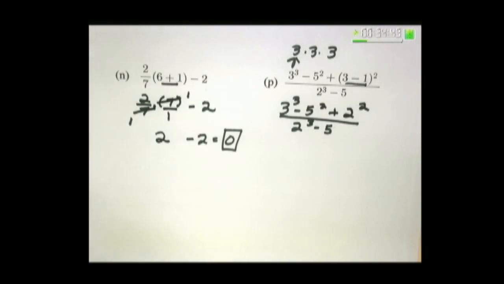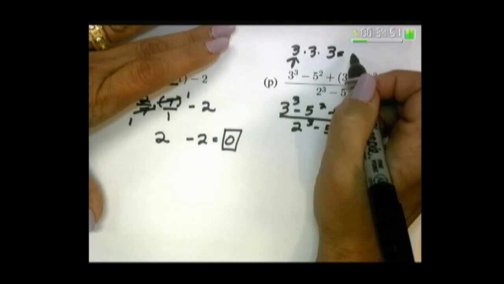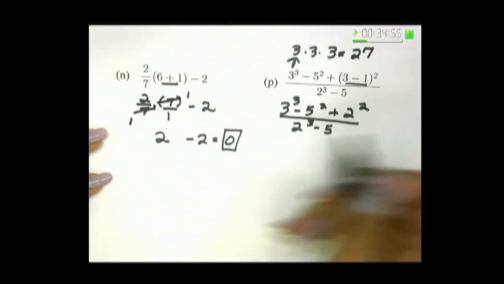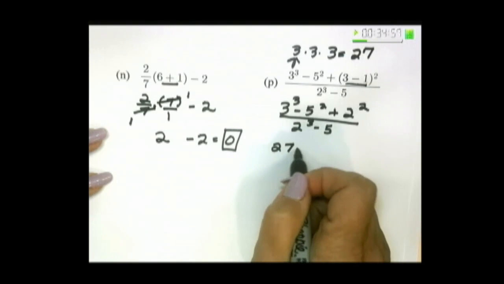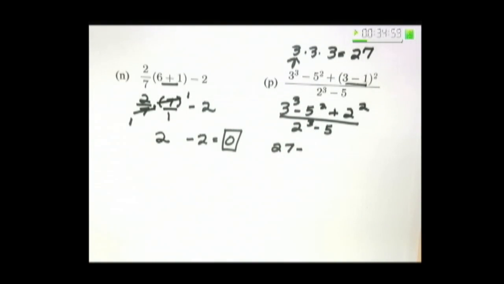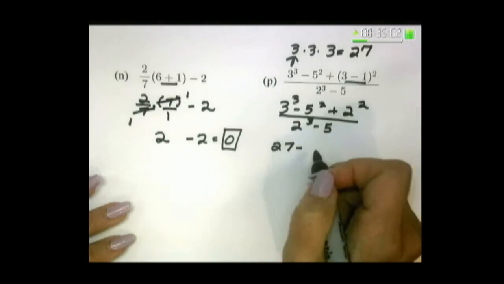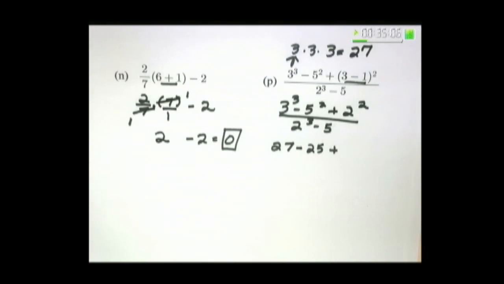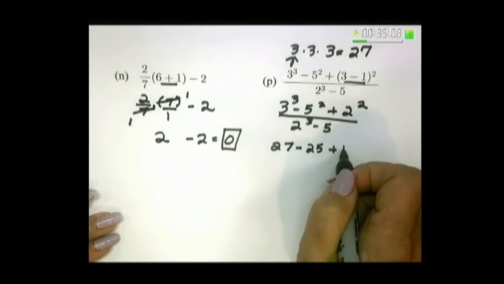So we said 3 to the 3rd power, 3 times 3 is 9, 9 times 3 is 27. So we get 27 minus 2 5's that are multiplied together. 5 times 5, that's 25. Plus 2 squared, 2 2's multiplied together. 2 times 2 is 4.